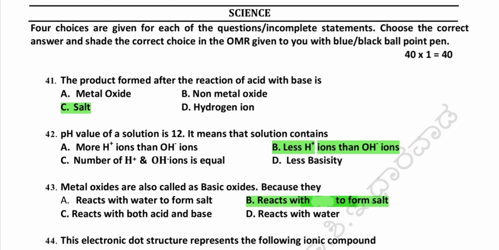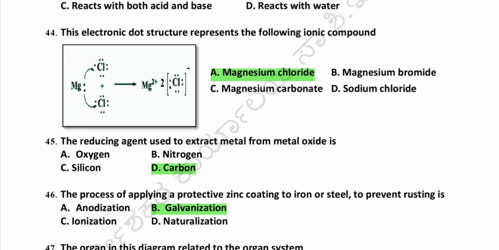First question: the product formed after the reaction of acid with base is salt. This reaction is called a neutralization reaction. The pH of a solution is 12. It means the solution contains fewer H plus ions than OH minus ions. Metal oxides are also called basic oxides because they react with acid to form salt.